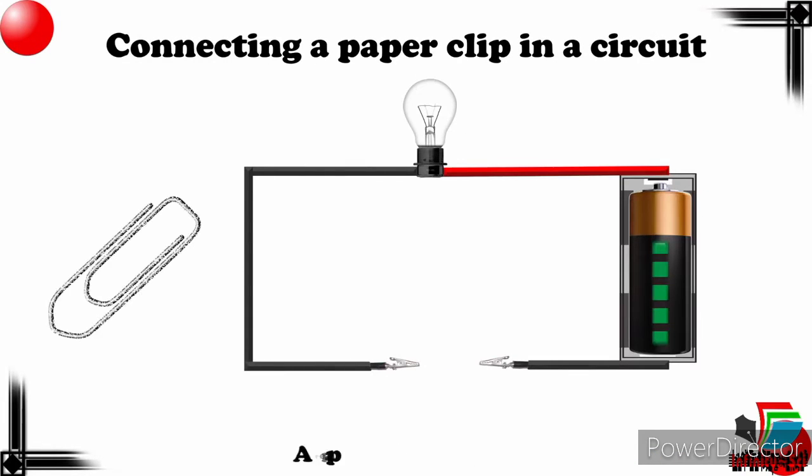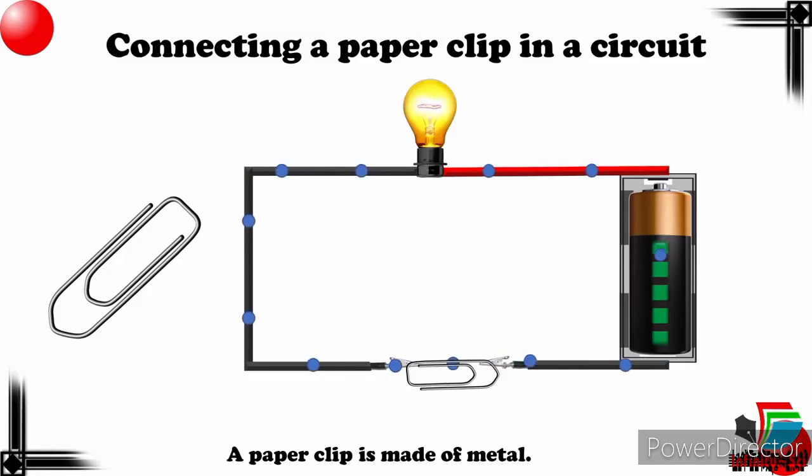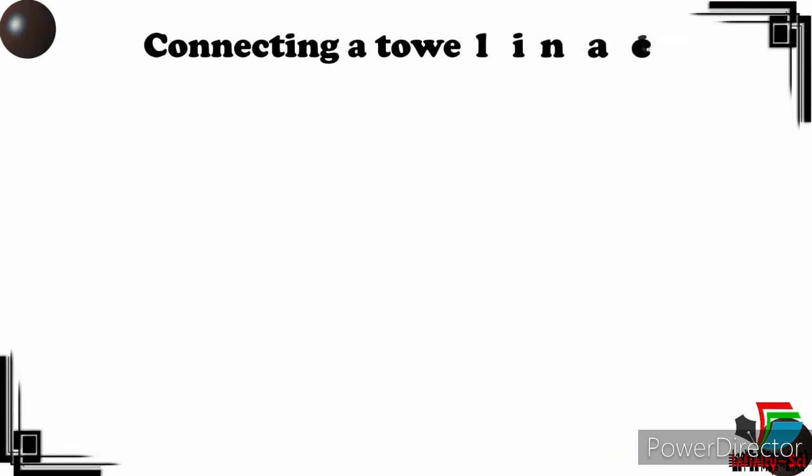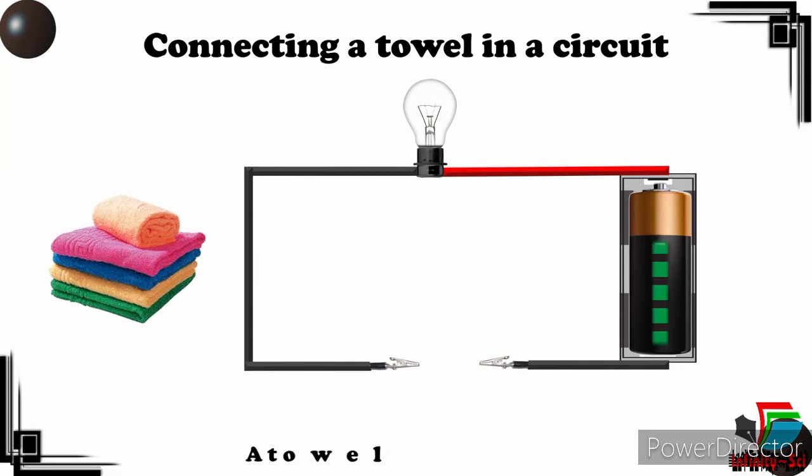The paper clip is also made with metal. Alright? So if I put a paper clip, current will flow through. Or electrons will flow through. Take note, the electron will always flow through because we're using a battery, from the negative to the positive. Is it not? Yes. Connecting a towel.